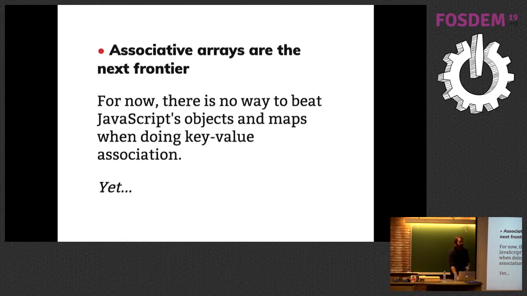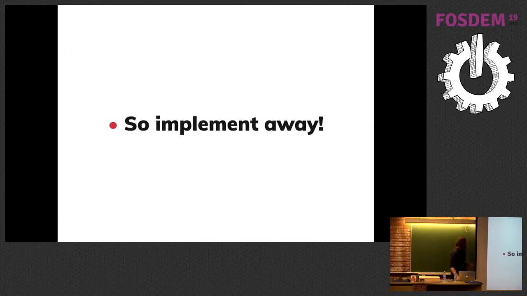But maybe with some kind of trees or some clever hashing schemes, we may be able to beat some native optimization on the JavaScript side by being clever. So please implement away and use all those tips to flourish and make a new data structure so we can all go lead a happier life.